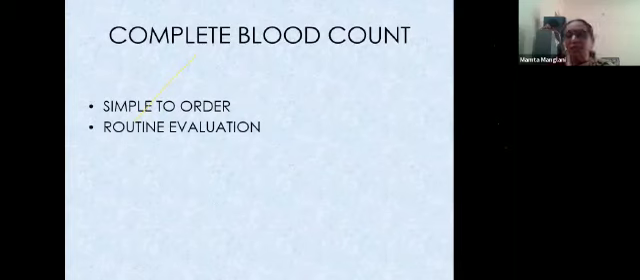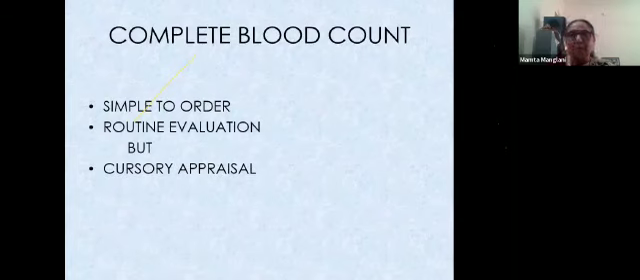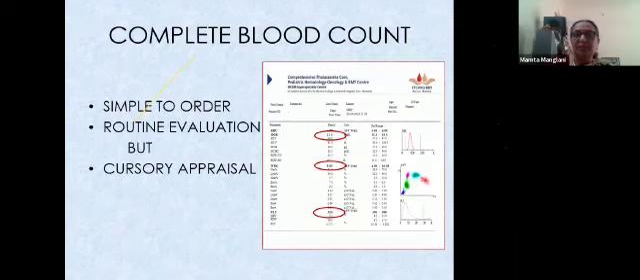Now we are all aware that a complete blood count is something which we almost always order for every patient that might come to us. It's a routine evaluation that we do. But what we do is just a cursory appraisal. By that, what do we mean? We just look at three aspects: the hemoglobin, the WBC count, the platelet count. After looking at these three, we are satisfied and tell ourselves, okay, this is a normal CBC and we need not worry. But there are so many other things which are seen in this.